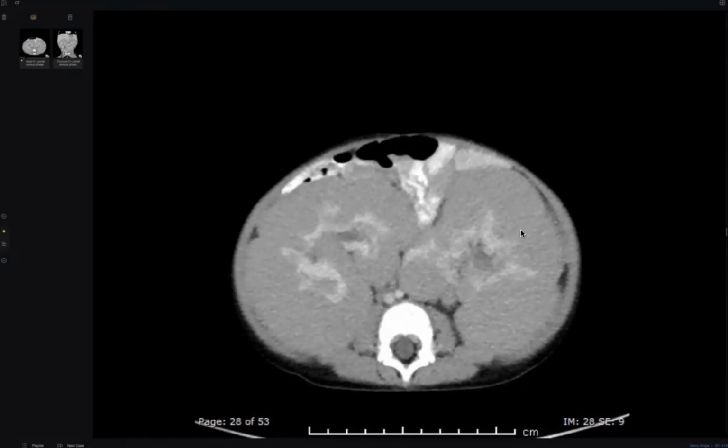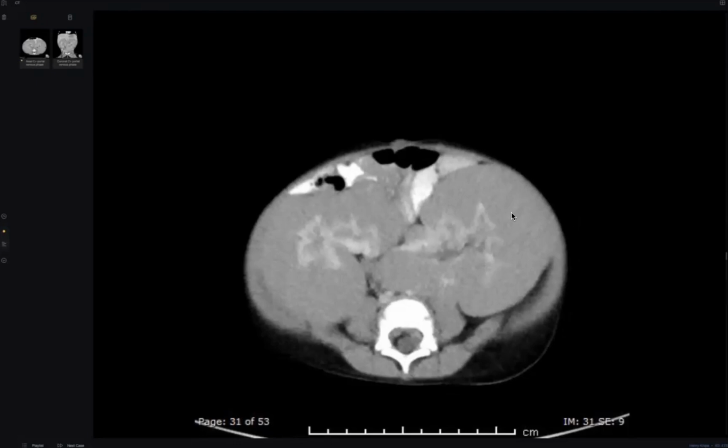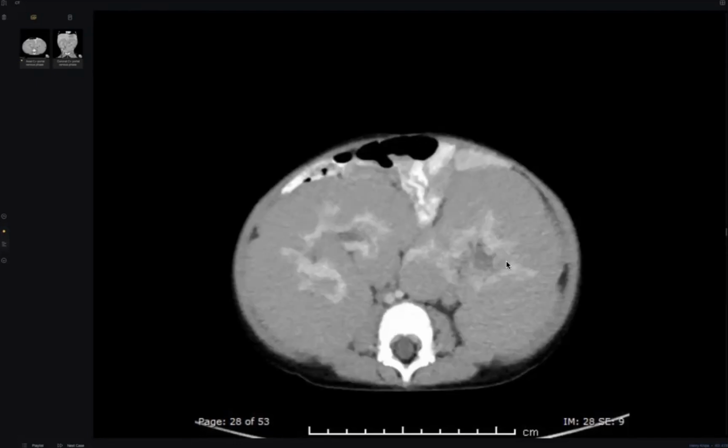Sir, I am suspecting some infiltration of the masses by this cortical. That's why I am looking for the enlarged lymph nodes. Better to inform the examiner. This is a parenchyma. This is a parenchyma.